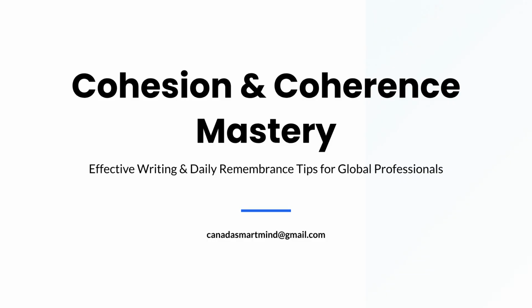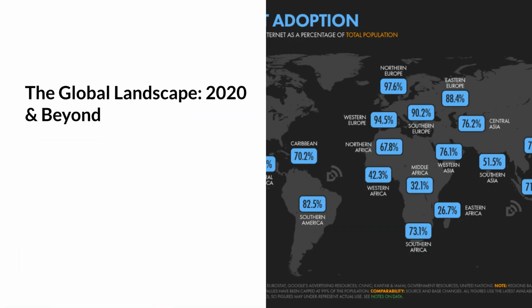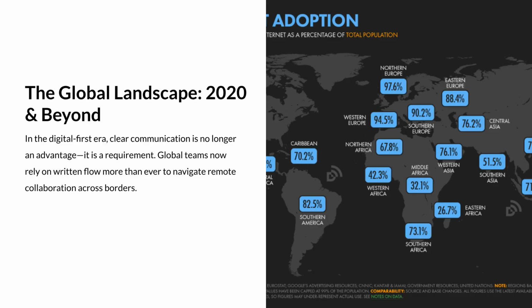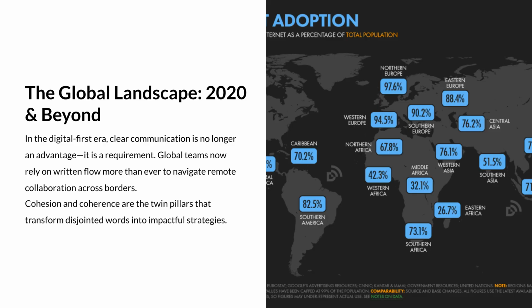We're focusing on how to elevate your written communication. In today's digital era, clear communication is essential, not just an advantage. Global teams rely heavily on written flow for remote collaboration. Cohesion and coherence are key to transforming disjointed words into impactful strategies.